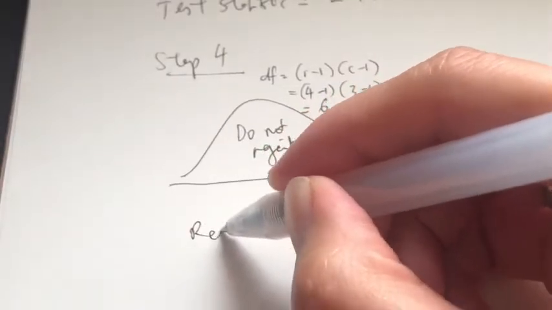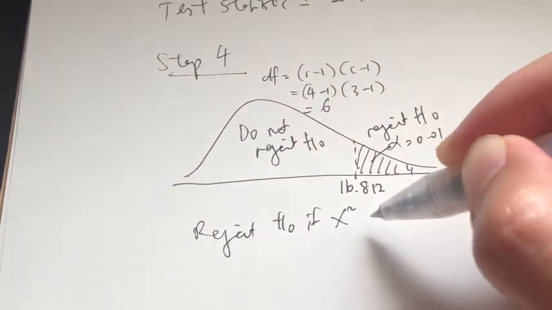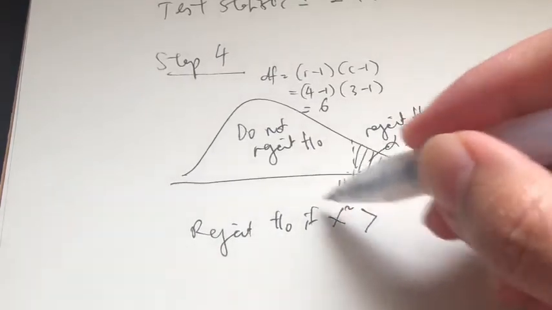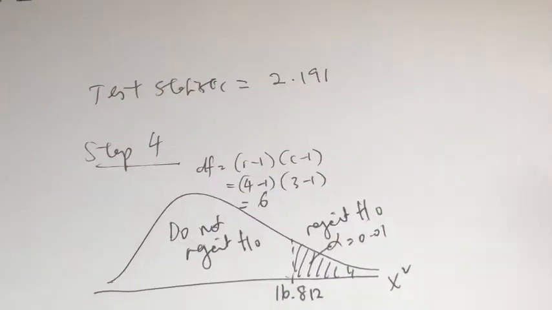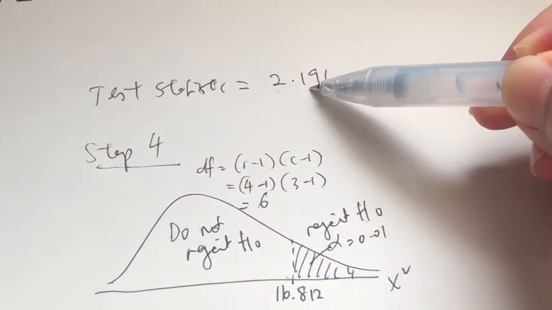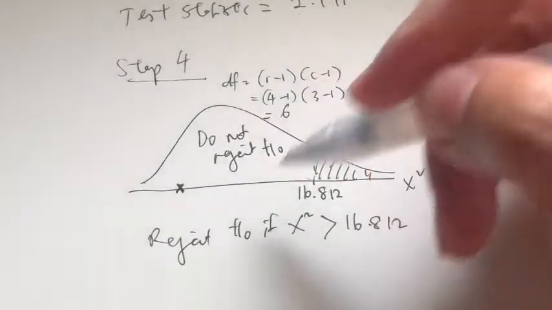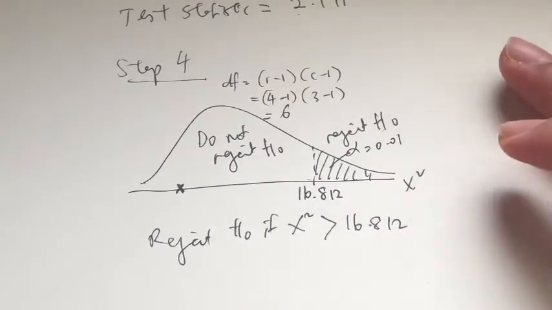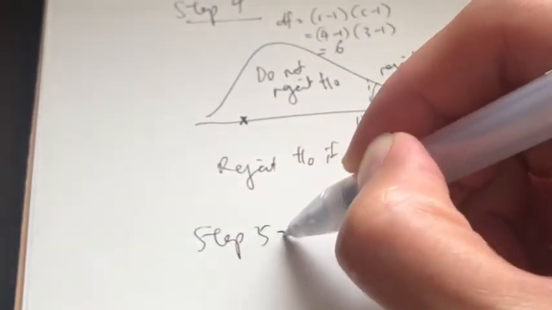We reject if our test statistic is greater than our critical value, which is 16.812. Now why do we compare? This is our test statistic, 2.191, so it's much smaller. It's somewhere here. You can always label it on your rejection area. Let's do steps number 5 and 6.